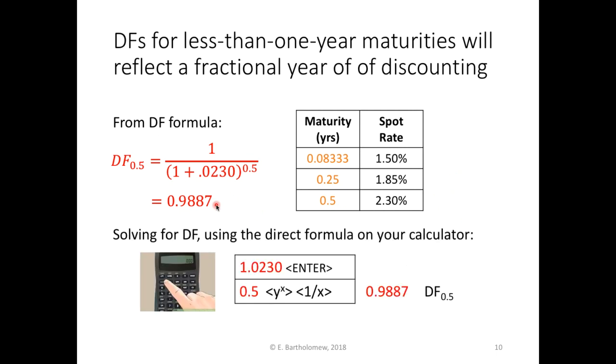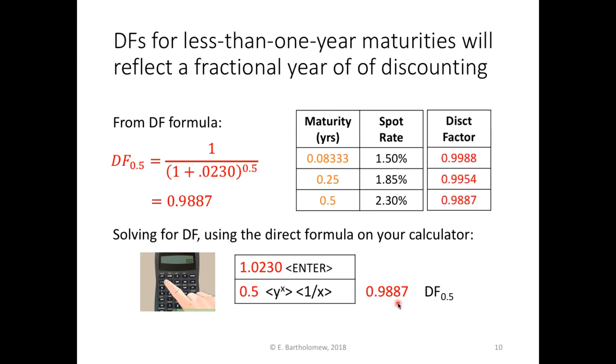We can do that on our calculator using the same method we'd used before, but putting 0.5 instead of 10, for example. And we get this 0.9887. We can do that for each of the shorter maturities, and we'll get the discount factors for each of them.